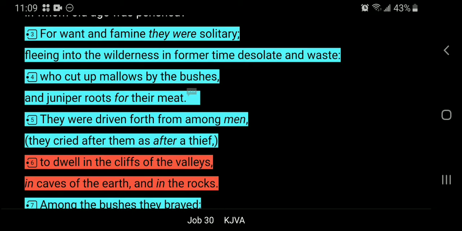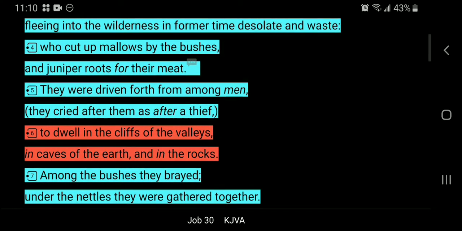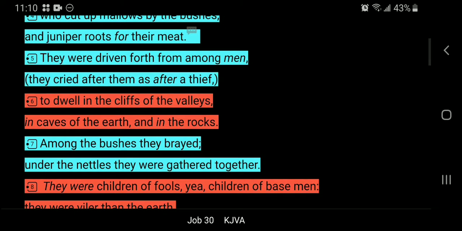And it reads, for want and famine they were solitary, fleeing into the wilderness, in former time desolate and waste, who cut up mallows by the bushes and juniper roots for their meat. They were driven forth from among men. They cried after them as after a thief. So people back then ran these Edomites off, the so-called white man. All right, they ran them off in verse 6.